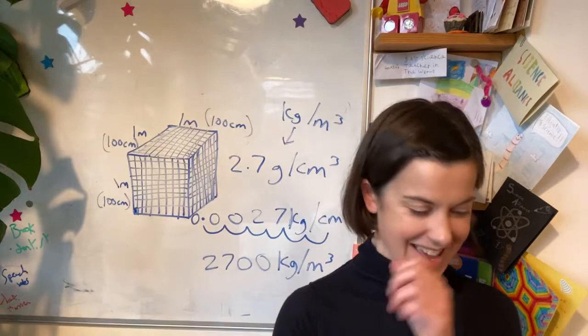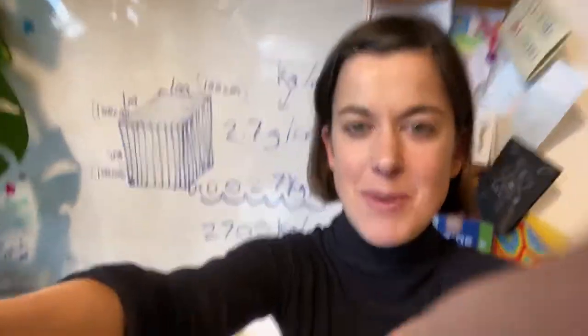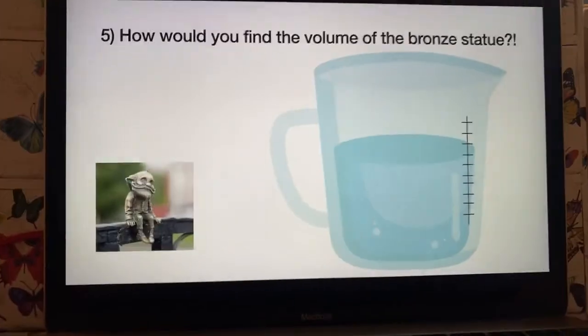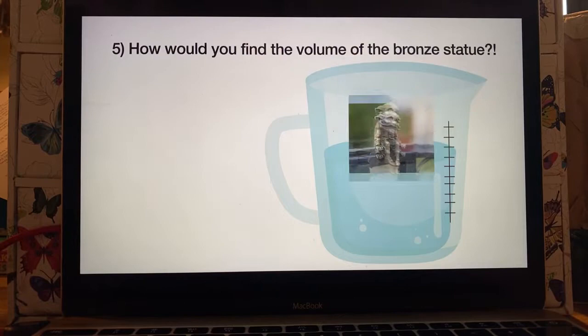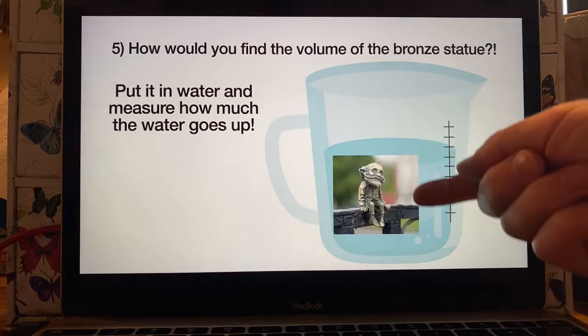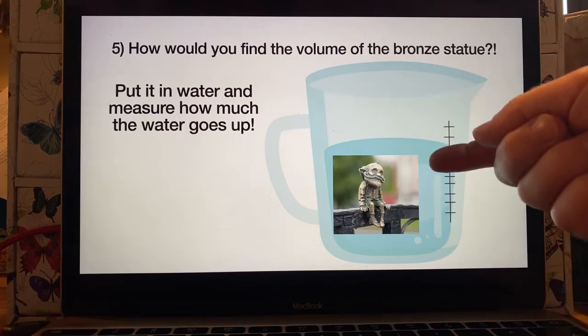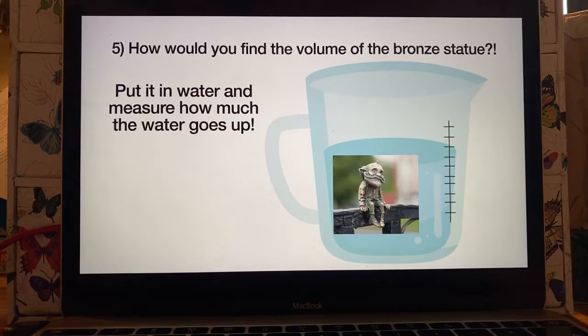Right, how do you find the volume of this bronze statue? This is so lovely. This is what Archimedes did before he shouted, Eureka! I've got it, maybe just after. You could get this little statue and stick it in some water, and then however much the water goes up, that's the volume that little thing is taking up. Do you see what I mean?